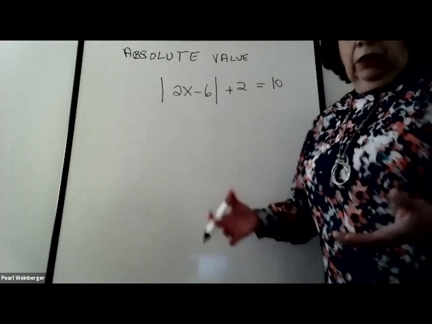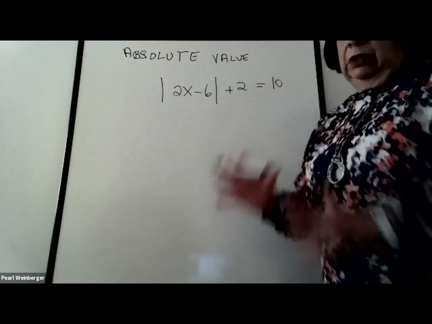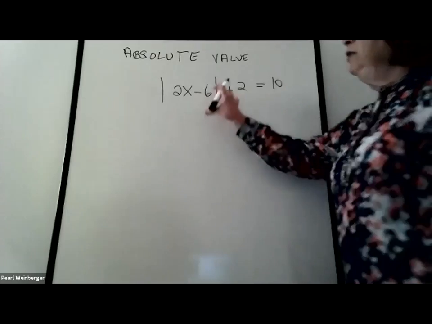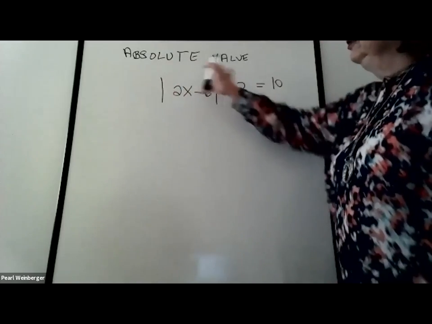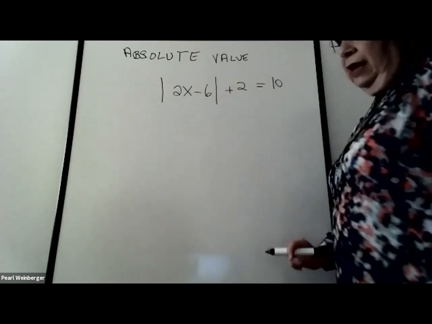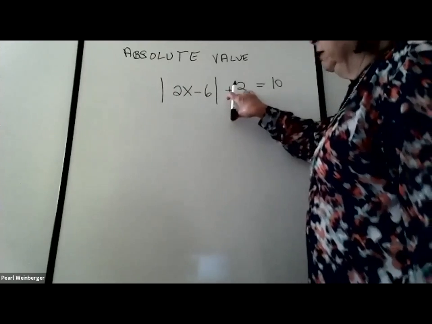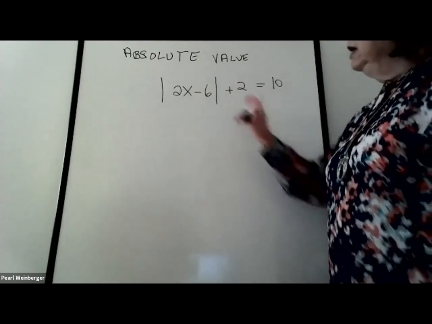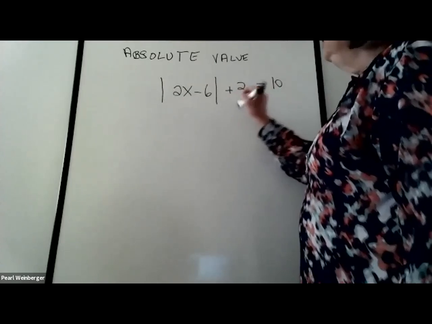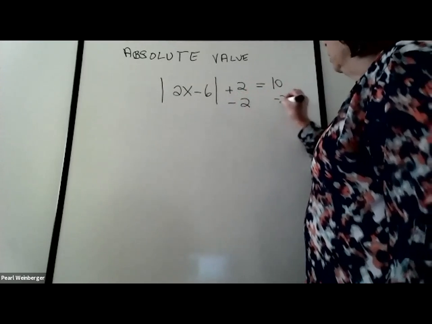Just like in any equation, you want to isolate things. In this case, what you want to first isolate is the absolute value. You must get an equation that just says absolute value equals something. So what's bothering me here is this fact that there's a 2 on the outside of the absolute value. So the first thing I'm going to do is subtract 2 from both sides.